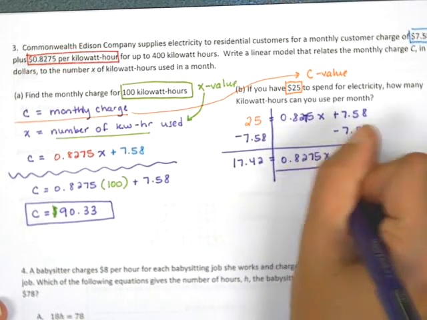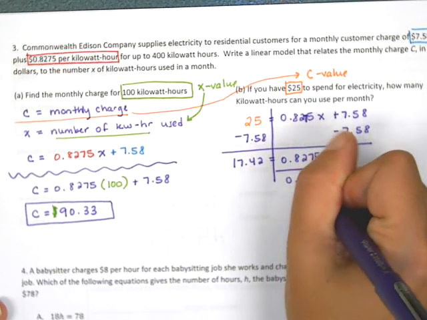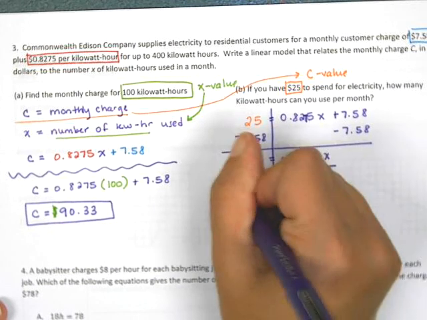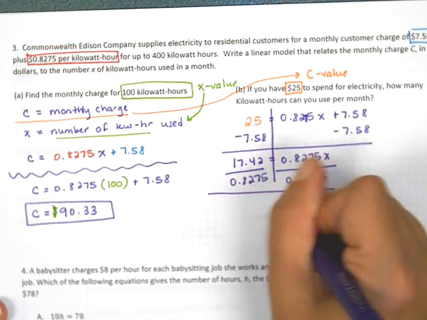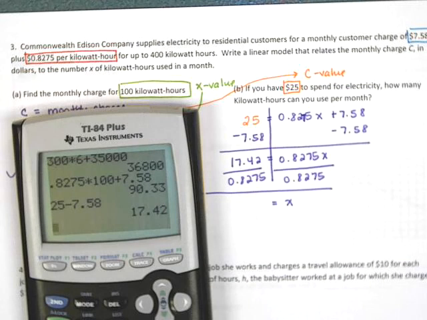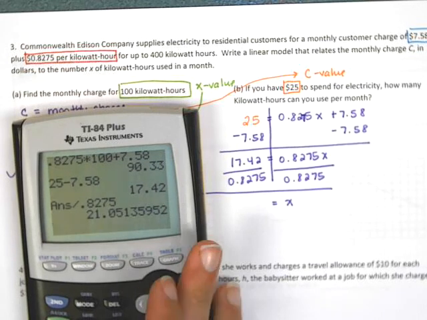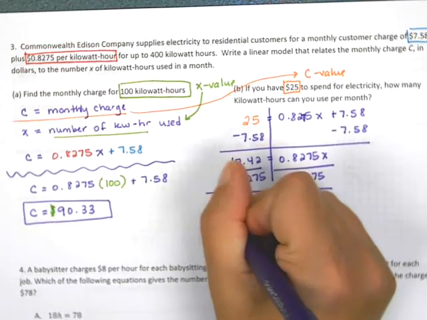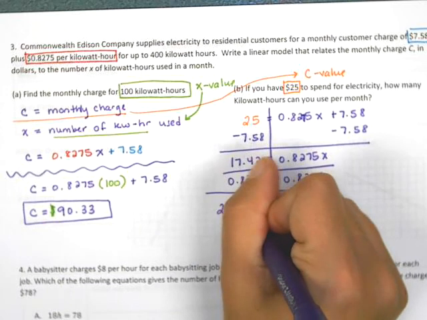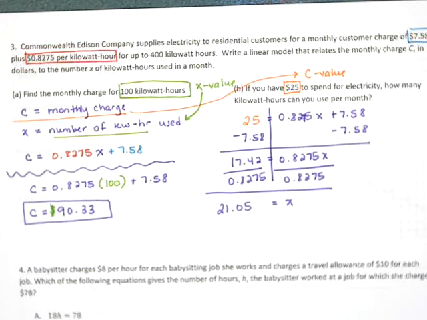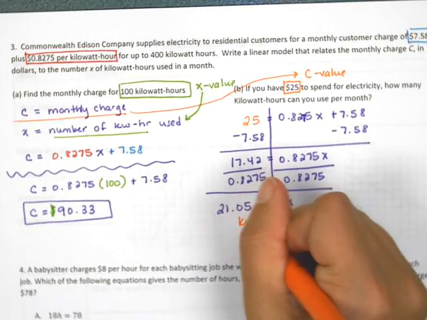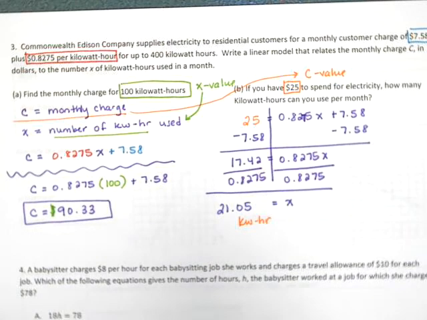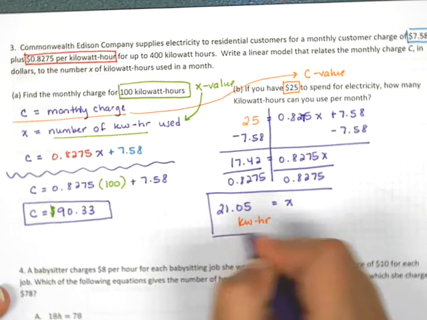And then if I divide by 0.8275, x is going to equal 21.05. Now x is measured in kilowatt hours, so I'm going to make sure to put the label on here, kWh, to abbreviate kilowatt hours.